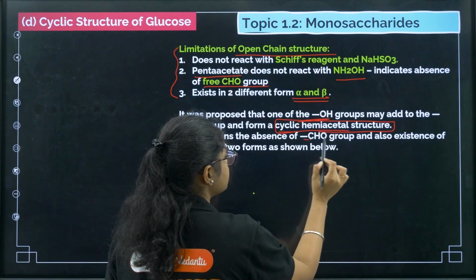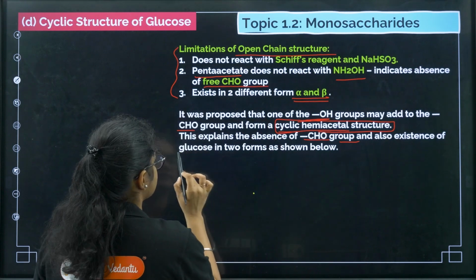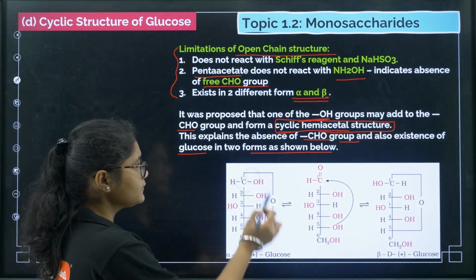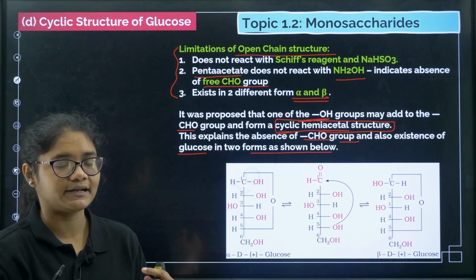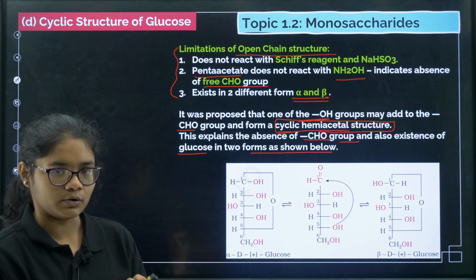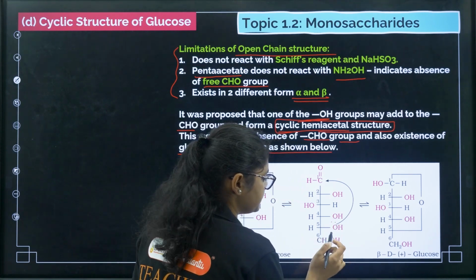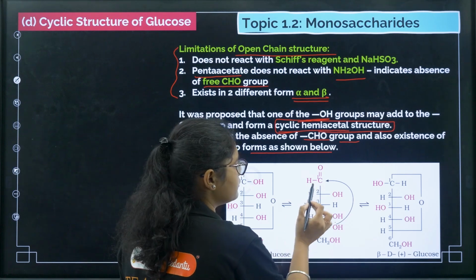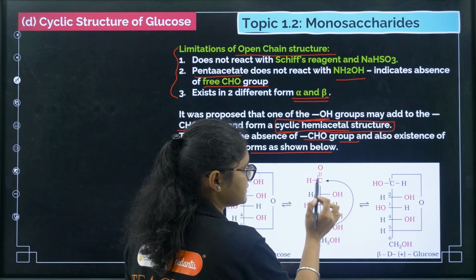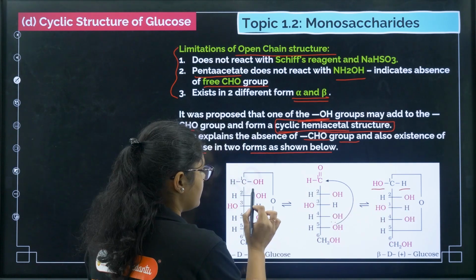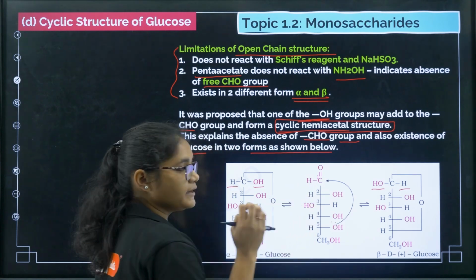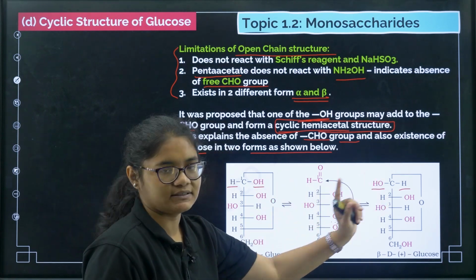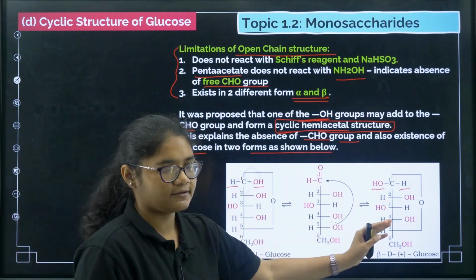This explains the absence of the CHO group and also the existence of glucose in two forms as shown below. So now you can see what they are saying. To explain these limitations, we said that glucose can have another structure also. Here this OH forms a bond with this carbonyl C. Then we'll get OH and H on this carbon. So now this carbon has become asymmetric or chiral, so OH can be present either this side or this side. One form is called alpha, the other form is called beta.